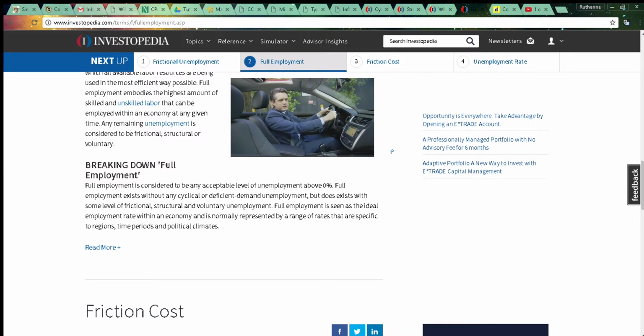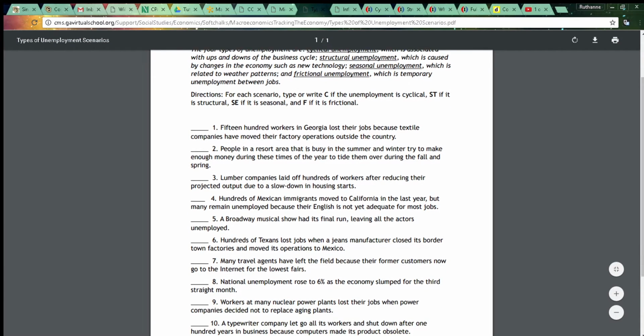So those are the different types of unemployment. And next we're going to look at the assignment associated with different types of unemployment.